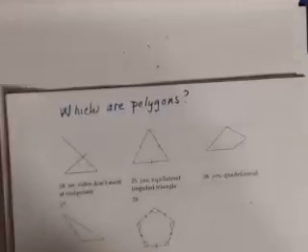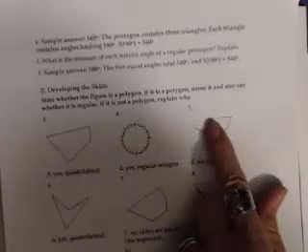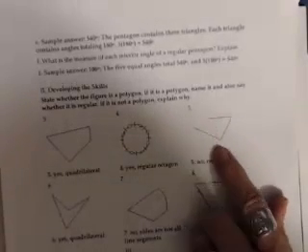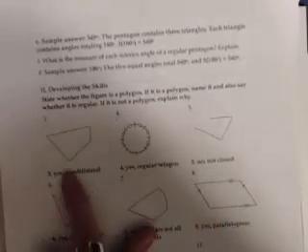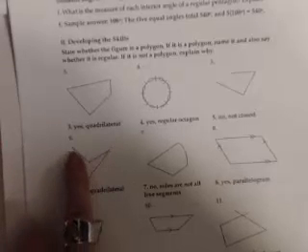So let's look at some other examples of what is and what is not a polygon. Notice that this is not closed, so it is not a polygon. This is an example of an octagon. This is an example of a quadrilateral. This also is a quadrilateral. It has a reflex angle, but it meets all the conditions of a polygon.